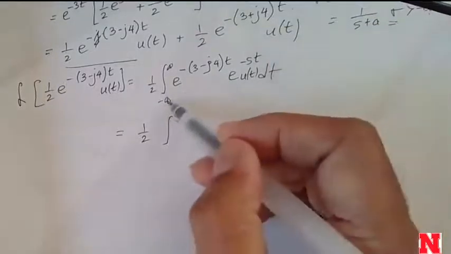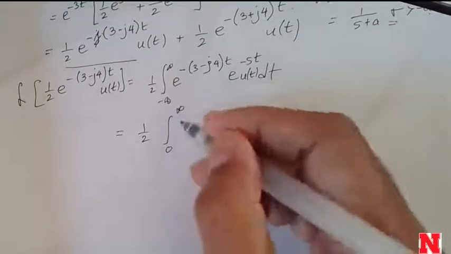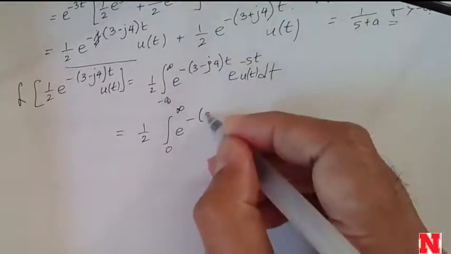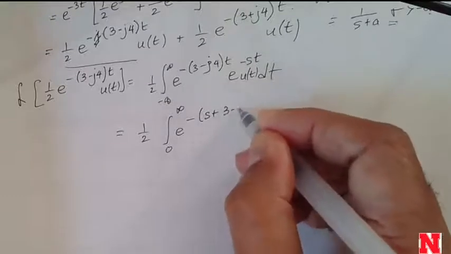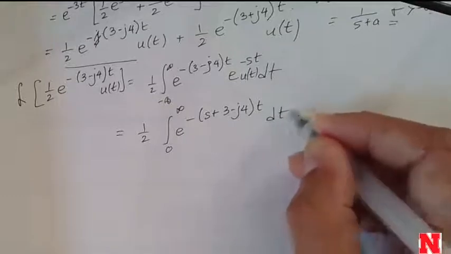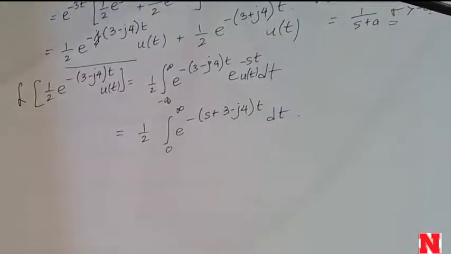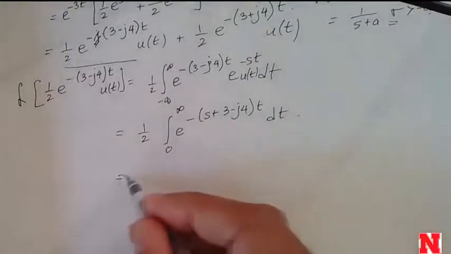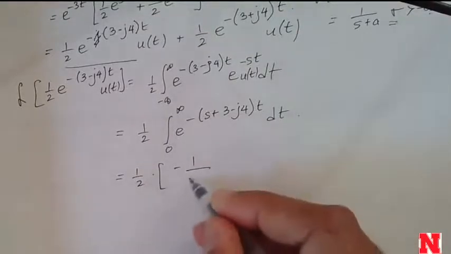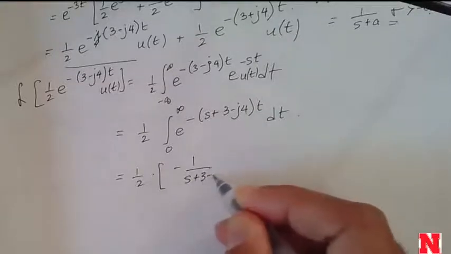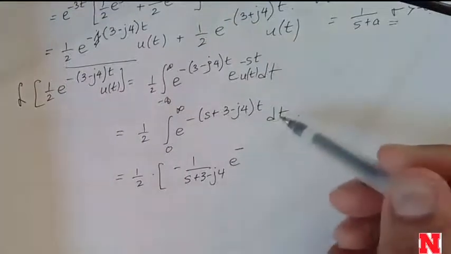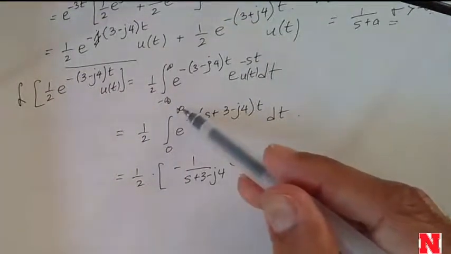And that u of t will make this go to 0, so it'll be 0 to infinity, e to the minus, and now let's put everything together. So this is s plus 3 minus j4 t dt, and the integral will be 1/2, this is minus 1 over s plus 3 minus j4 e to the minus. And now I'll have to worry about this limit, this at infinity.